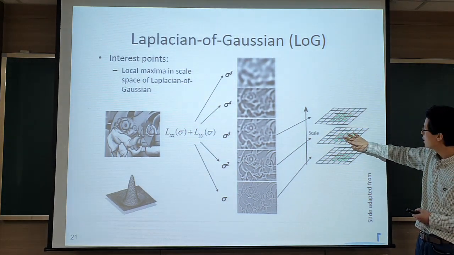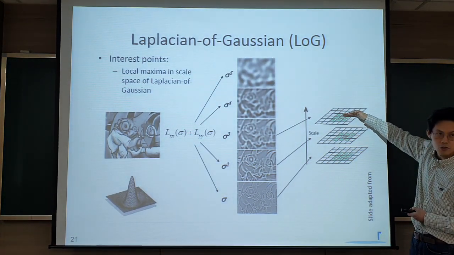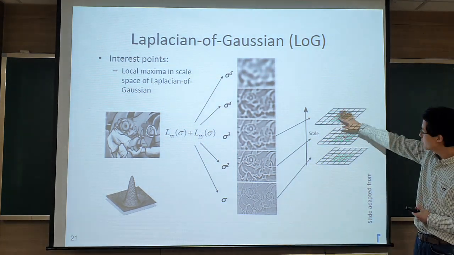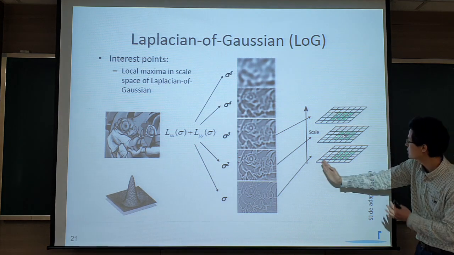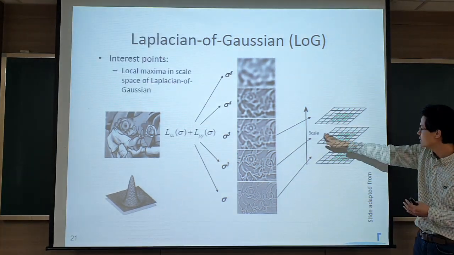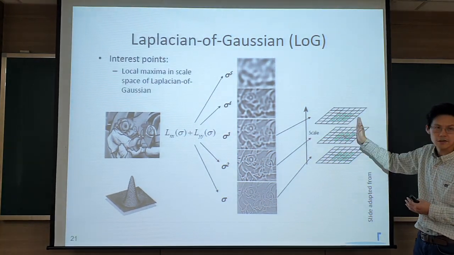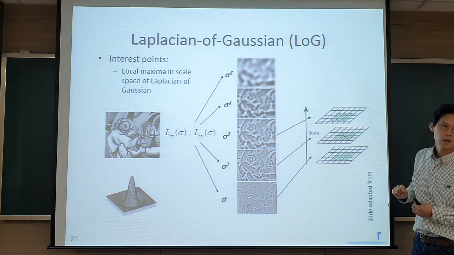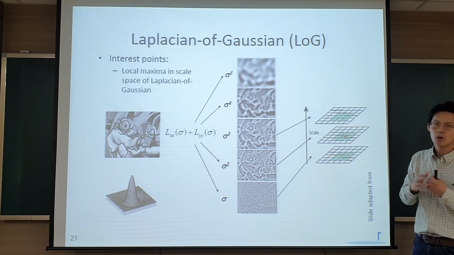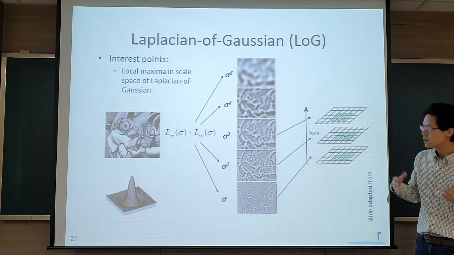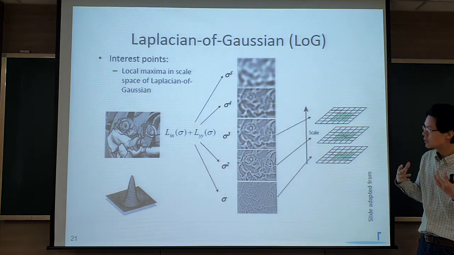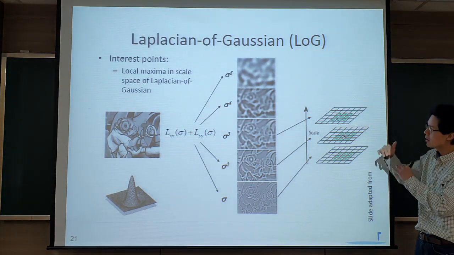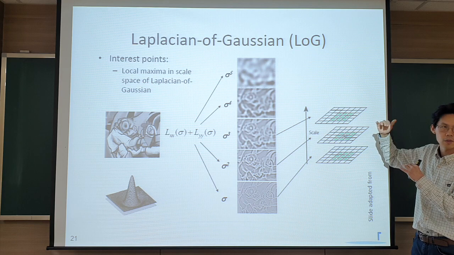Also, we look at the nearby value at the lower resolution, and the same one at the higher resolution. Given this space, this is scale space, and this is image space, along the x and y axis. In this space, we look at the local maximum. There could be multiple local maxima. That's fine, we know that. But ideally, we wanted to design a robust technique even in that case.